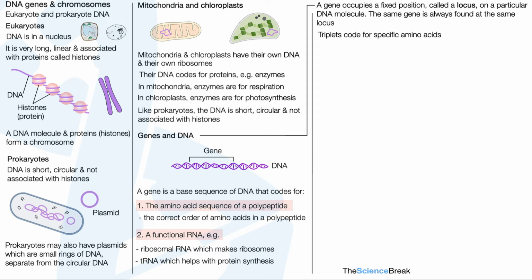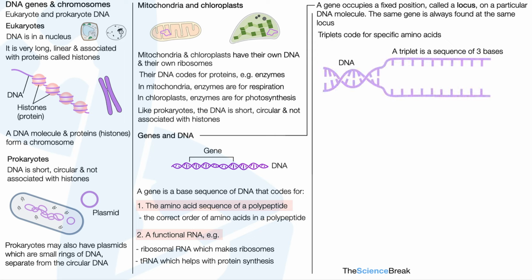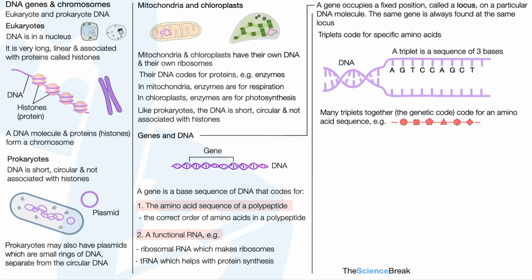Triplets code for specific amino acids. A triplet is a sequence of 3 bases. Here's a DNA molecule. Let's separate out the strands so we can see a base sequence, and here we have some bases in the DNA, and we can see that there are 1, 2, 3 triplets. Many triplets together make the genetic code for an amino acid sequence. For example, here's a diagram to show several amino acids in a sequence.